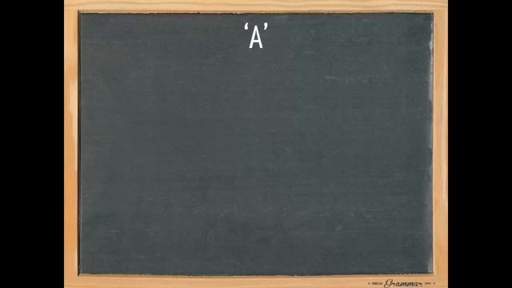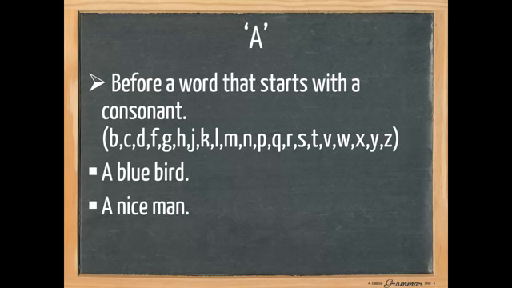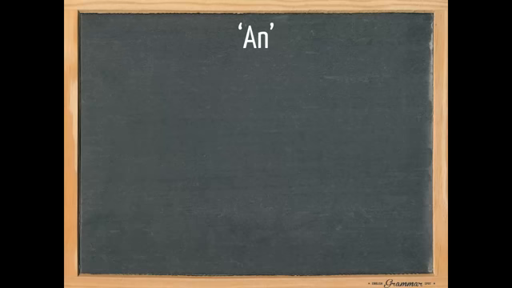First, I'm going to show you how and when to use a. We use a before a word that starts with a consonant. For example, B, C, D, F, G, H, J, K, L, M, N, P, Q, R, S, T, V, W, X, Y, Z. For example, a blue bird, a nice man, a wonderful dinner. Here, blue, nice and wonderful all start with consonants.